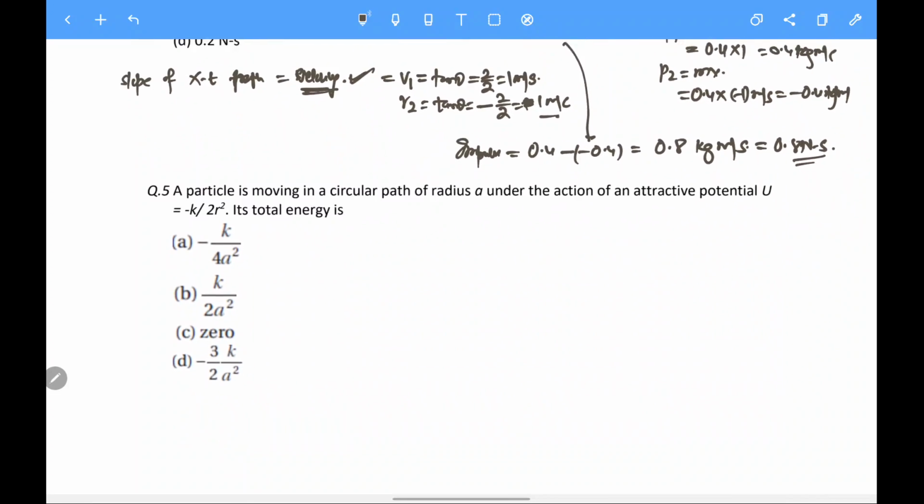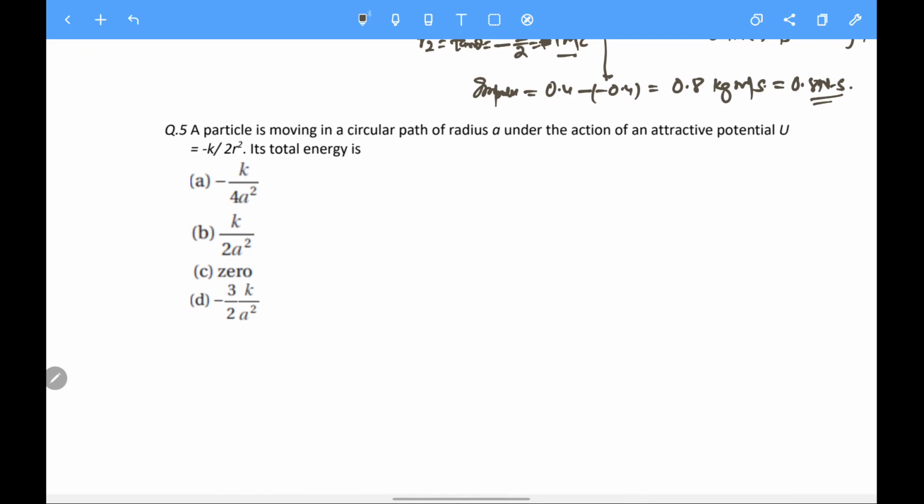Next is question number 5. A particle is moving in a circular path of radius A under the action of an attractive potential U, that is given minus k by 2r square. Its total energy is... the potential is given minus k by 2r square.